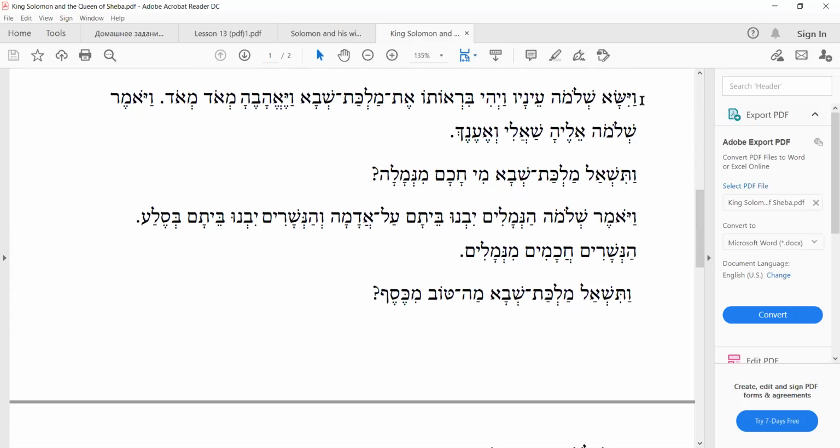Okay, try to translate this one. And Solomon did. Vayisa, what is the root here? Asa, to do? No, not asa. Asa starts with ayin. Ayin never disappears from the root. And the final is hey. Asa, ayin, sin, hey.